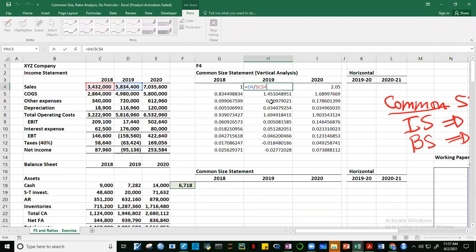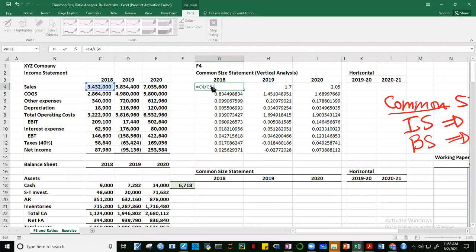Ito sa 2019, notice guys na dinidivide pa rin natin sa sales ng 2018. Dapat sales na ng 2019 yan. Ganon din sa 2020, no? We're still dividing by the sales of 2018. So in order to correct this guys, dapat it should be C4 and then F4. Dapat ang nakafix lang guys yung row 4. So it should move across the columns but not along the rows. Dapat dito lang siya. So row 4 lang na yan. So the correct answer is C4 over C $4.